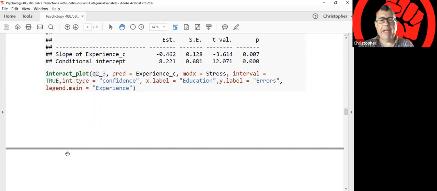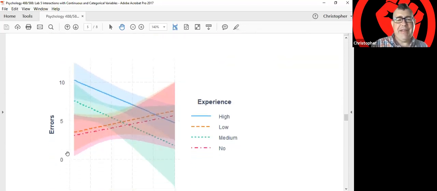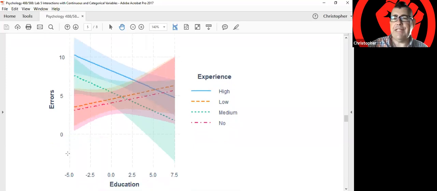So you can see interact plot has pretty much the same code as we had for simple slopes, but what I've added here is a confidence interval. That confidence interval is going to be shown graphically, which is nice. And then I just have labels, and I see I've got one wrong label here, which is education. I'll fix that and upload a clean version that should read experience on the bottom, and it should read stress on the side.